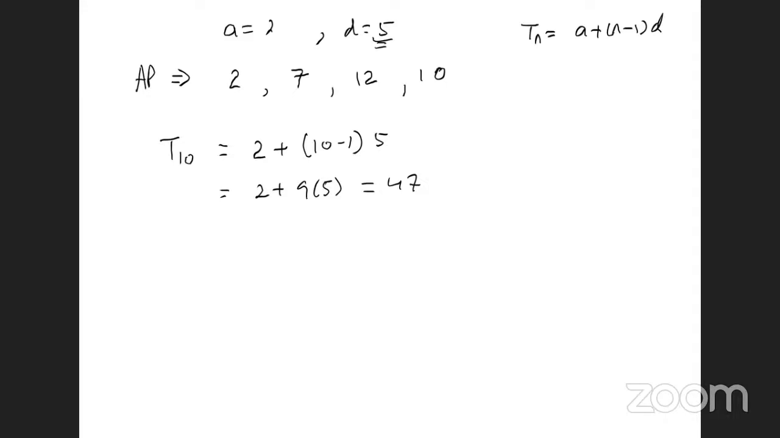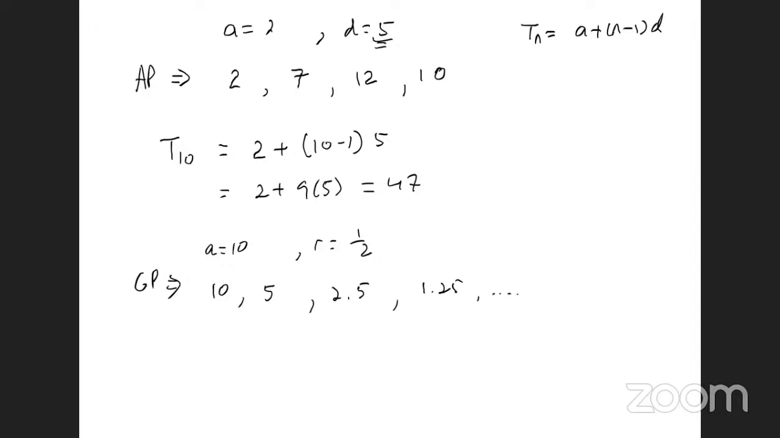Okay, nice. So that was for the AP. Now for the GP. The GP had first term 10, common ratio a half, right? So the first term 10, and then they keep multiplying it by a half, right? 10 times a half will give us 5, 5 times a half, 2.5, 2.5 times a half, 1.25.